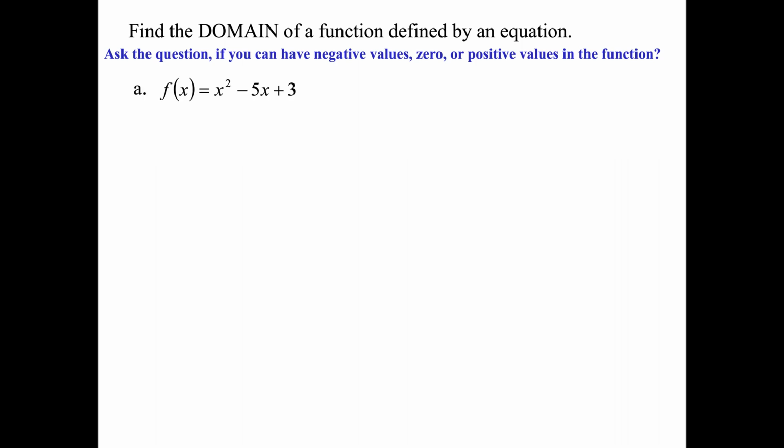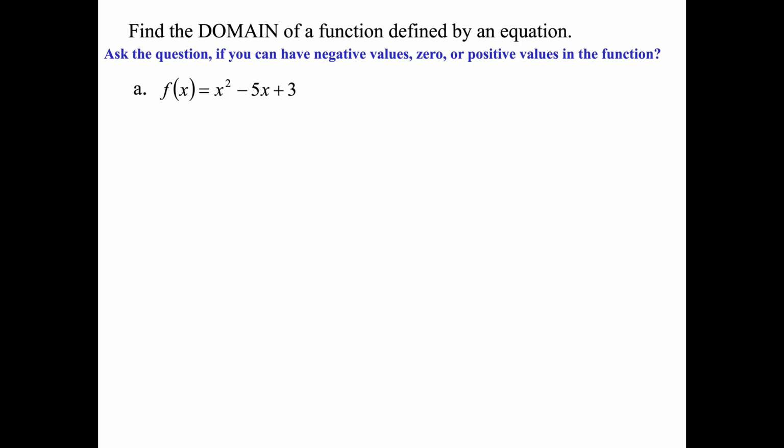So for example, if we're given f of x is equal to x squared minus 5x plus 3, I have two x terms. I have x squared. All right, so this is how I'm going to ask this question. Can I square negative numbers? Yes. Can I square a 0? Yes. Can I square positive numbers? Yes. There is nothing limiting x raised to an integer power.